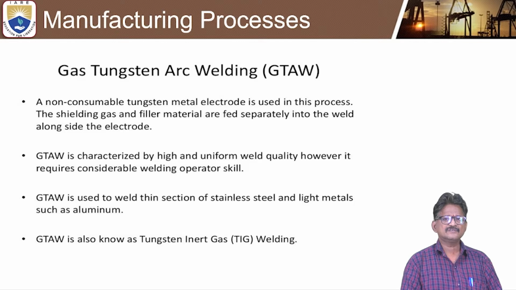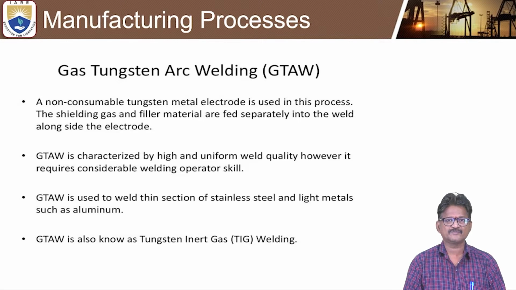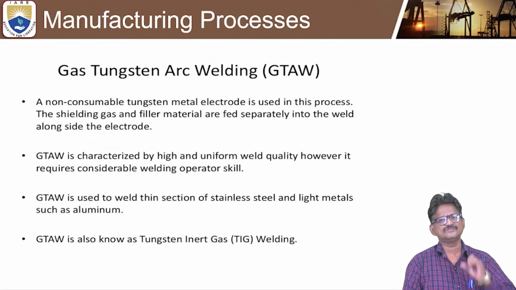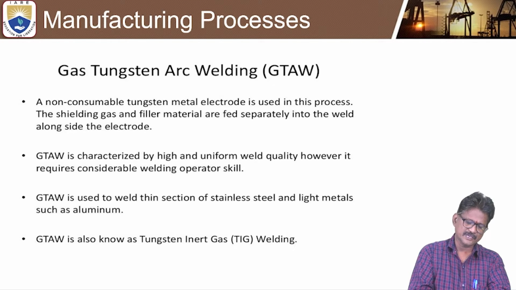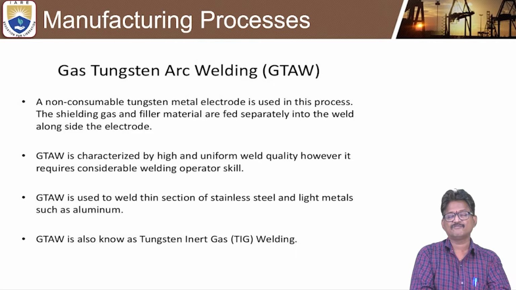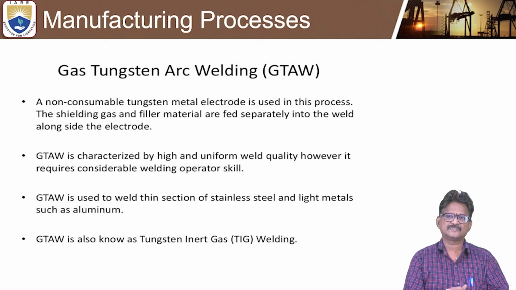Now look at gas tungsten arc welding, another important classification of the arc welding process. In TIG welding, tungsten inert gas welding, we use a non-consumable electrode. Shielding gas and filler metal are fed separately into the weld along the side of the electrode. If this is the workpiece, we keep the electrode holder like this. Whenever performing the welding, we can go left to right or right to left, depending upon our application or the technique of filling the filler metal.